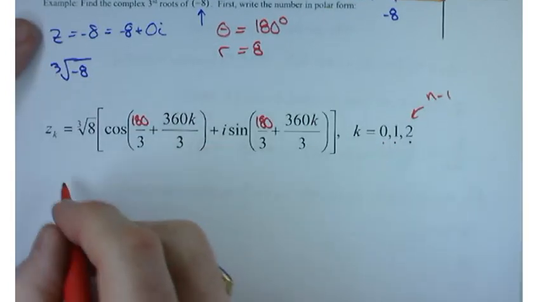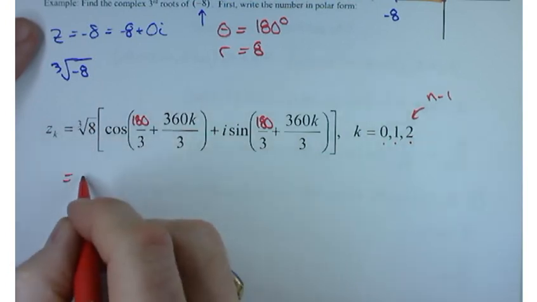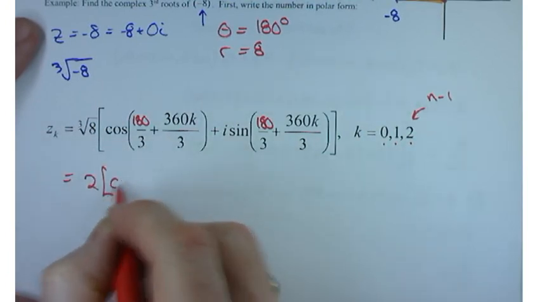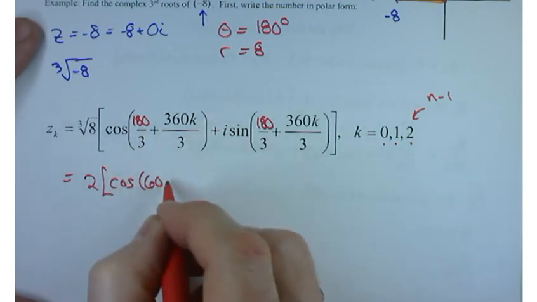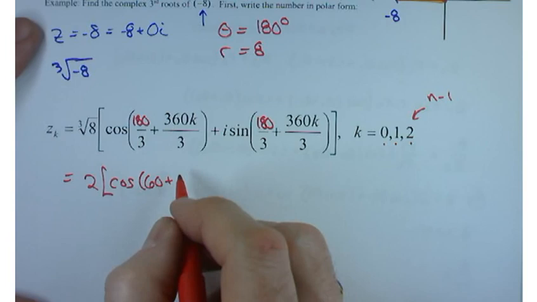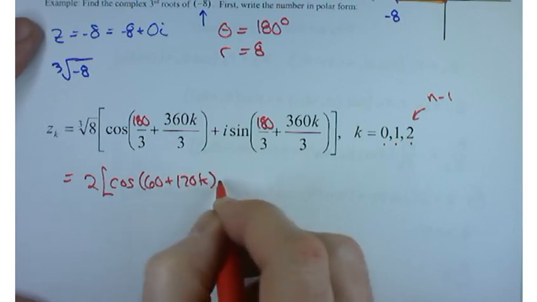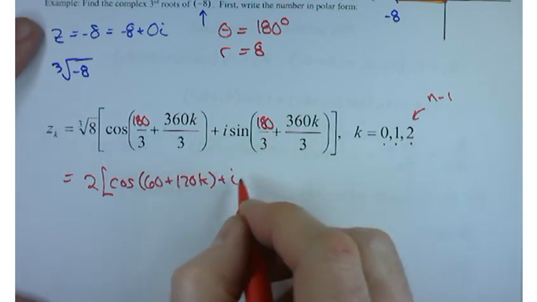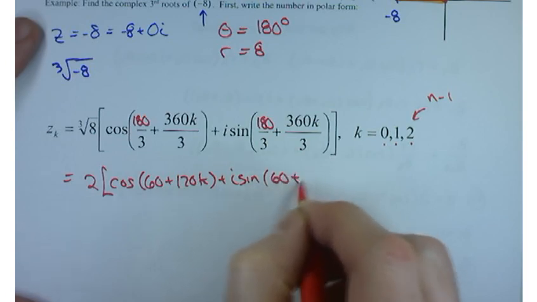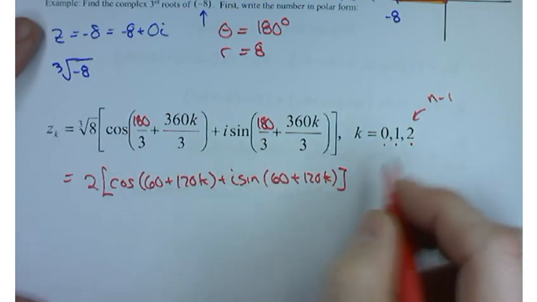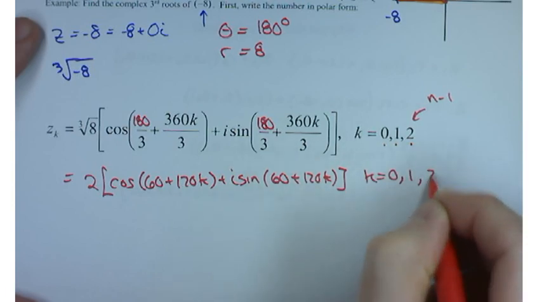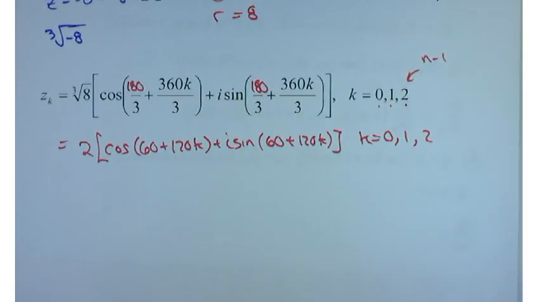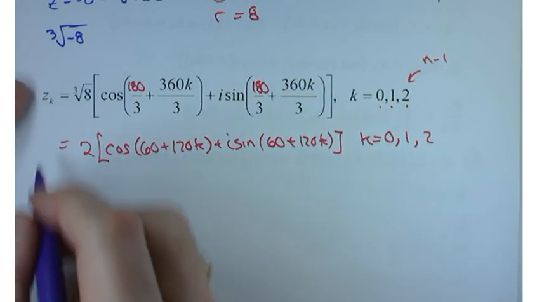Let's keep going. Let's simplify this. What's the cube root of 8? 2. Times the cosine of 60 plus 360 divided by 3, which is 120, times k. And for the second part of this, you can just copy this angle again. It's i times the sine of 60 plus 120k. And again, that's k equals 0, 1, and 2. So it's just filling in a formula, albeit an ugly formula, a useful formula nonetheless. So that's z sub k.